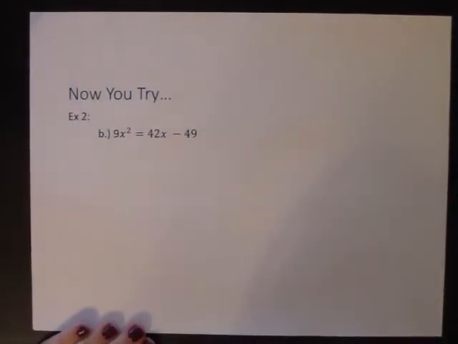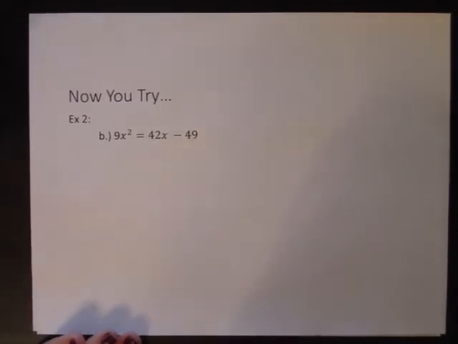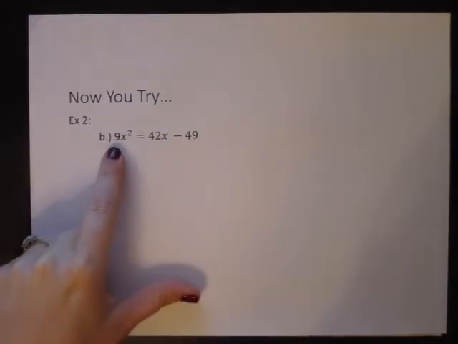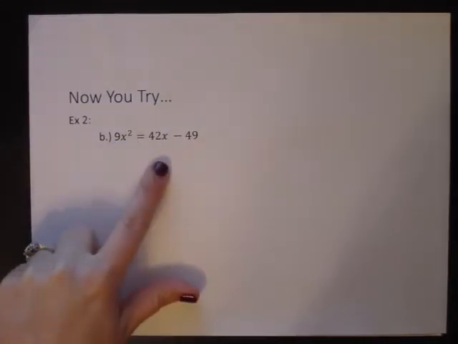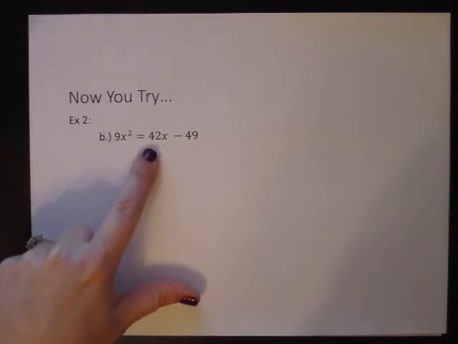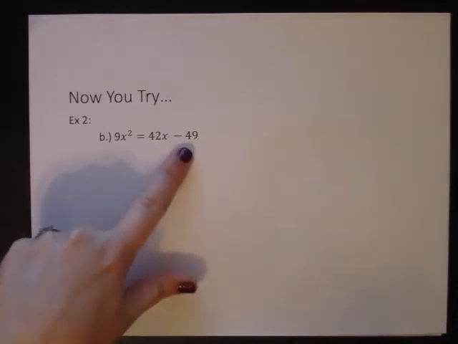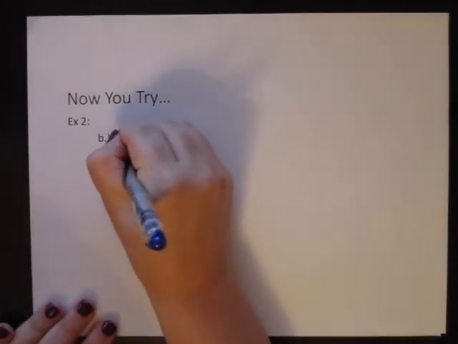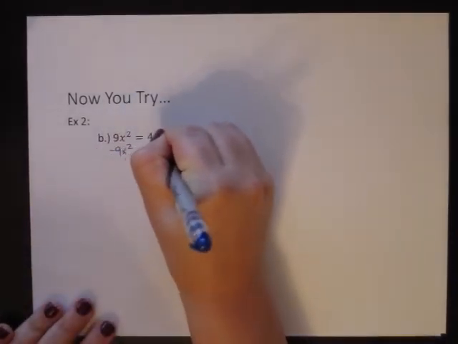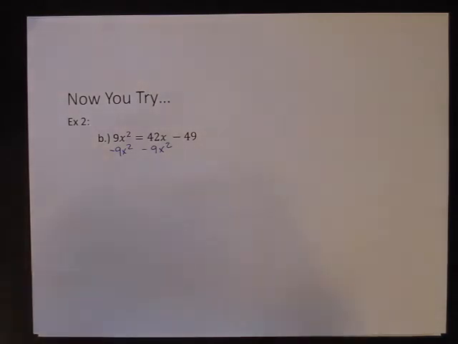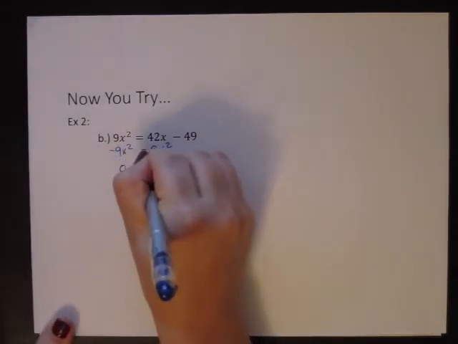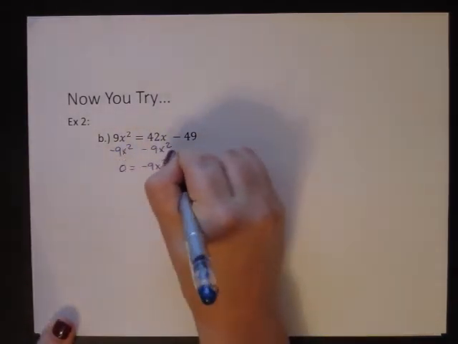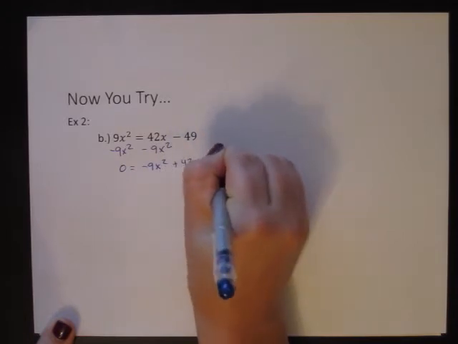Alright, so now, for this next you try, you can decide. You can either subtract the negative 9x squared on both sides, or you can bring over the 42x minus 49. I am going to subtract 9x squared on both sides, just so we can stay consistent. So I'll have 0 equals negative 9x squared plus 42x minus 49.